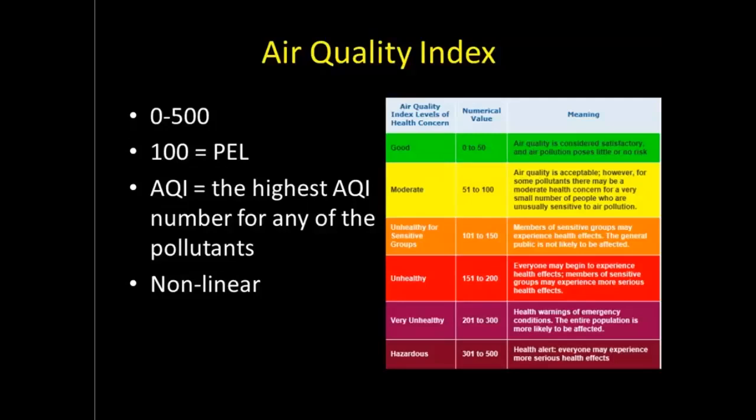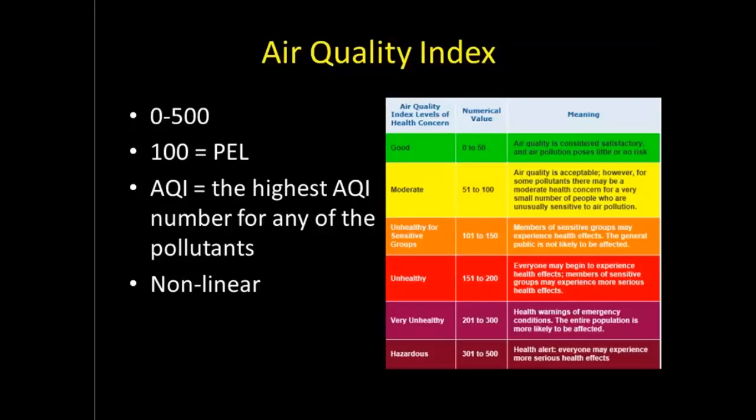Now, there are a couple of really important things. So in general, 100 is the PEL, and so unlikely to cause significant harmful effects below 100, but it's really important that the air quality index is the worst of any of the things that they're measuring. So if they're measuring nitrogen dioxide, sulfur dioxide, ozone, carbon monoxide, whatever the highest number, whatever the worst one becomes your air quality index.